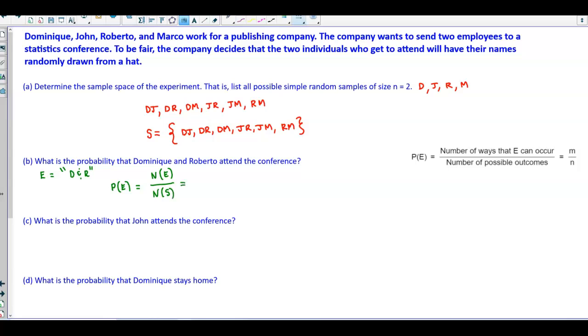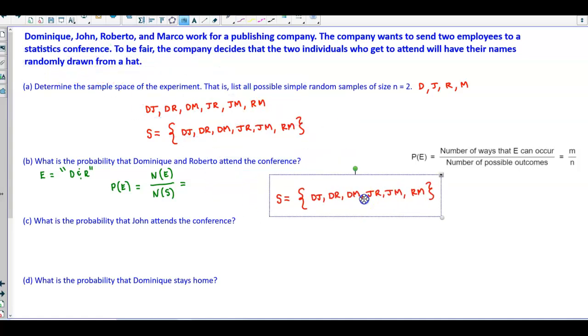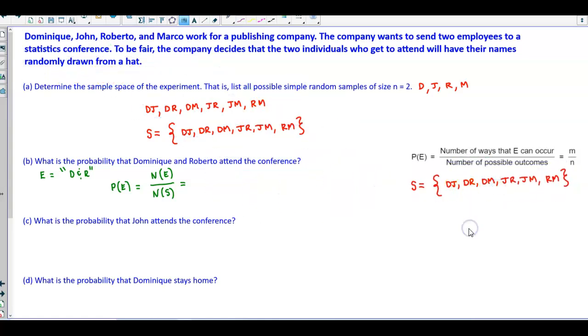How many times does Dominique and Roberto occur? I'm going to copy another sample space here and use this as our highlighting tool. We're looking for Dominique and Roberto. There is 1, so that represents 1, and it's out of a total of 6. So therefore it's 1 over 6.